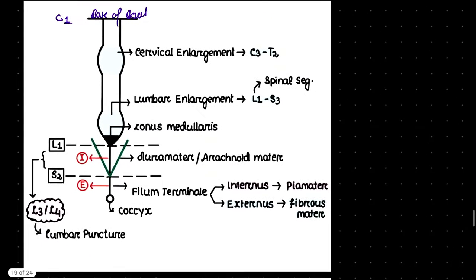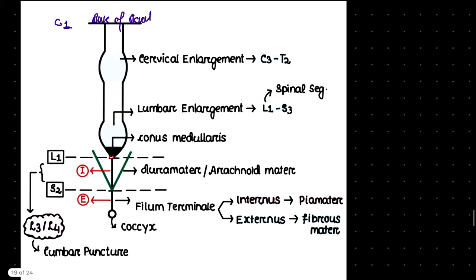Now moving a bit down, what we will find is the end point. The terminal part of the spinal cord is our conus medullaris. It is present in the L1 region. Now if we see more carefully, there is one small extension of our spinal cord. Now this extension is nothing but our pia mater.